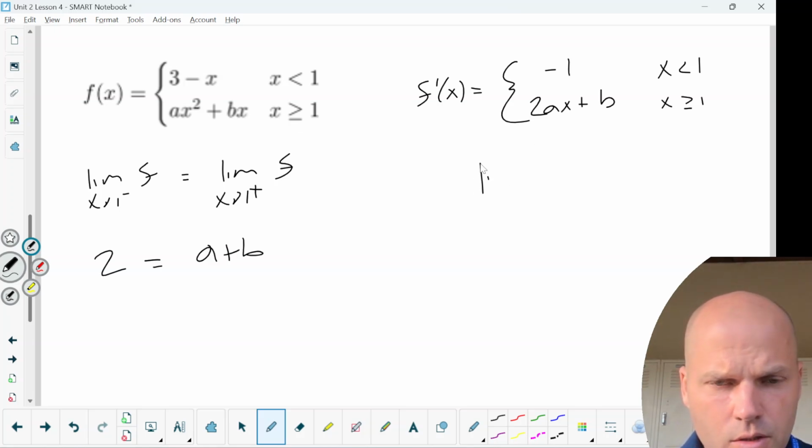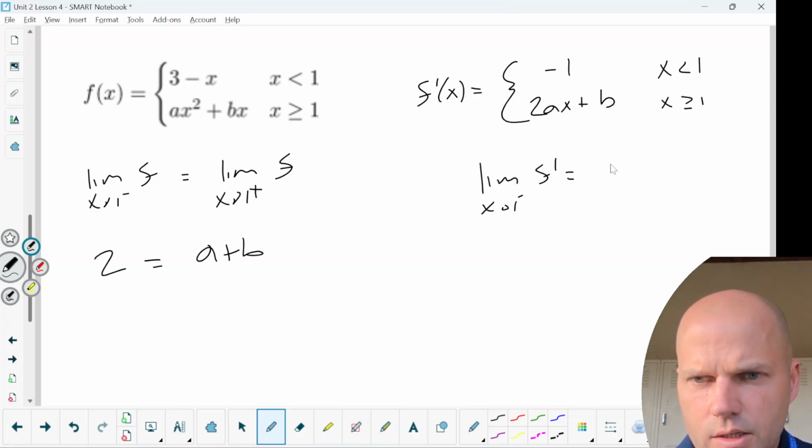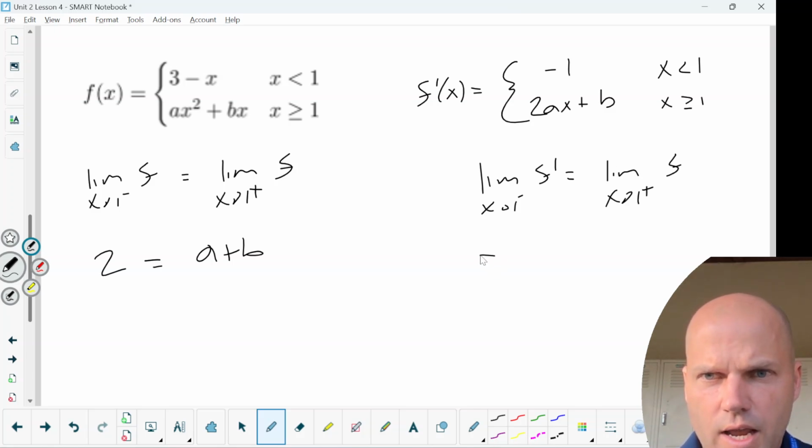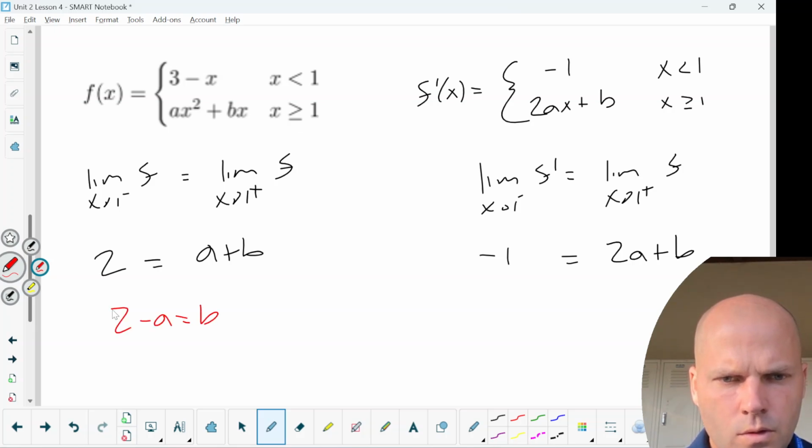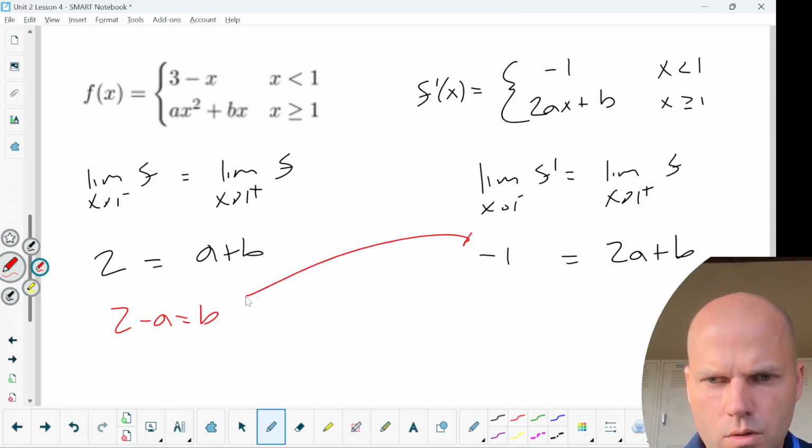My m's to the left and right: it's negative 1 from the left, and if I plug in 1, I get 2a plus b. Great. Let's use substitution, or we can use elimination. I'll use substitution. Let me solve for b. Substitute that in.